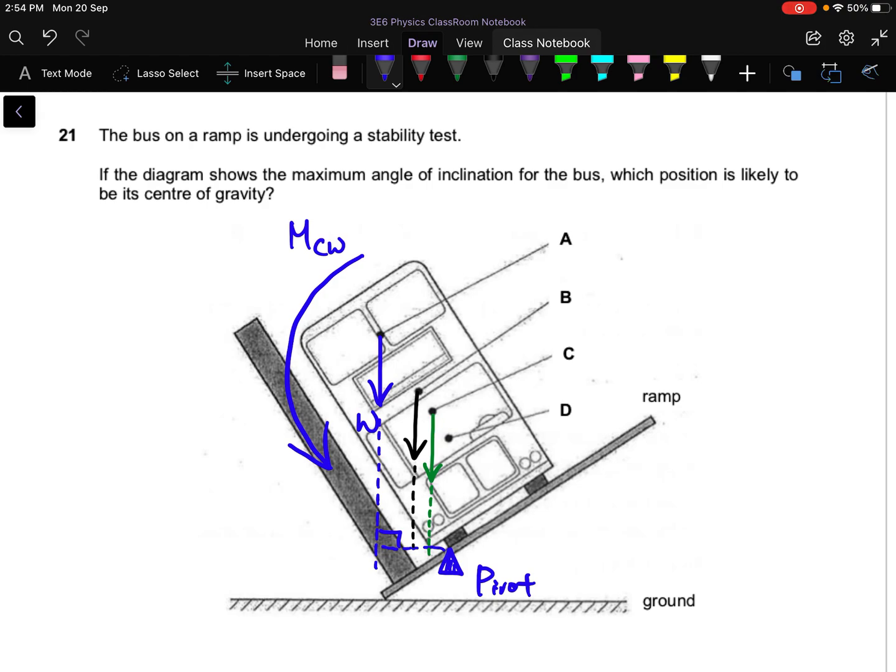But if you look at D, you can see that D is directly above the pivot. So when you select D, your moment equals F times d. Yes, you have a force, which is your weight, but unfortunately your distance will be 0 because the line of action is on the pivot.